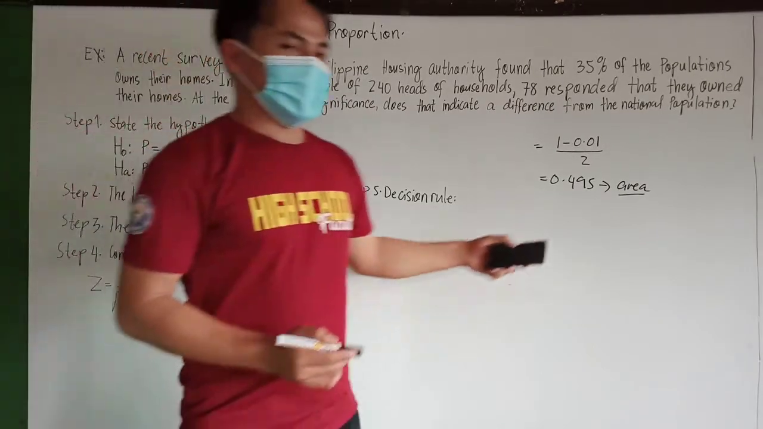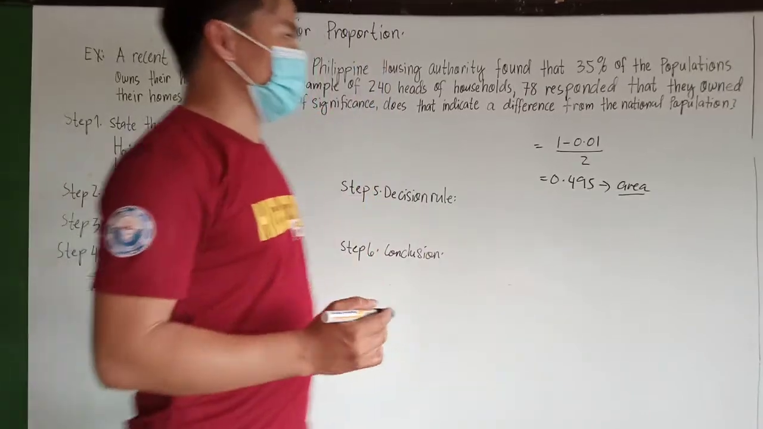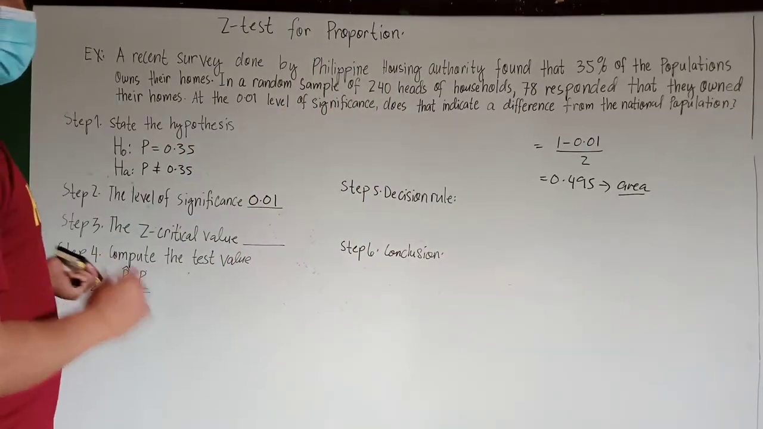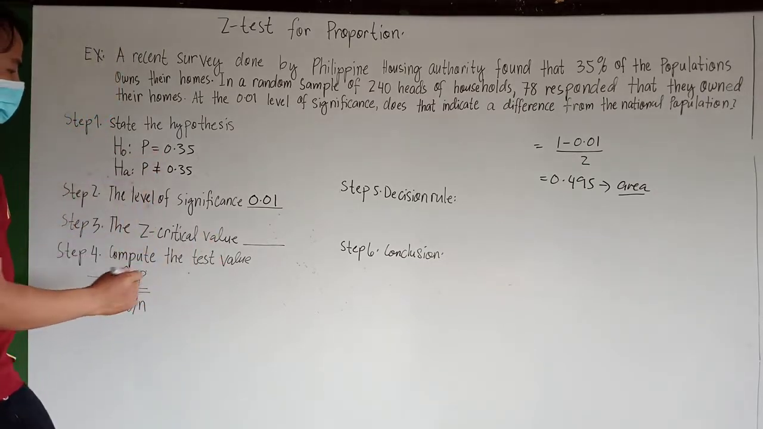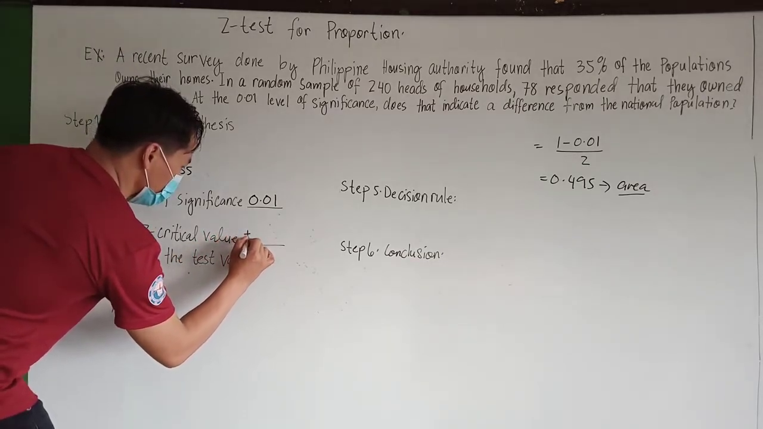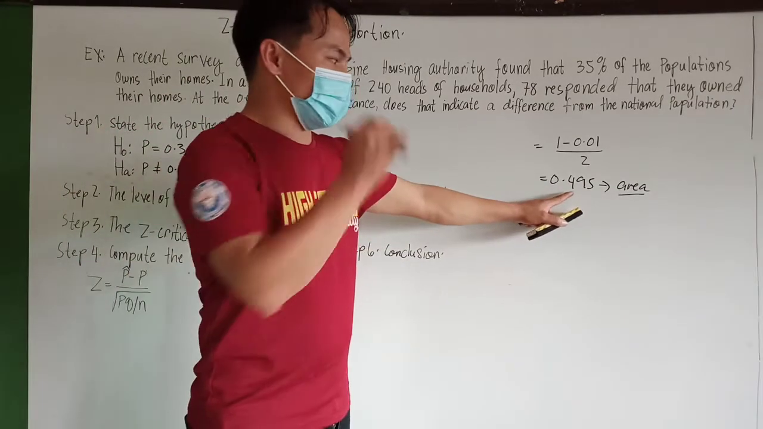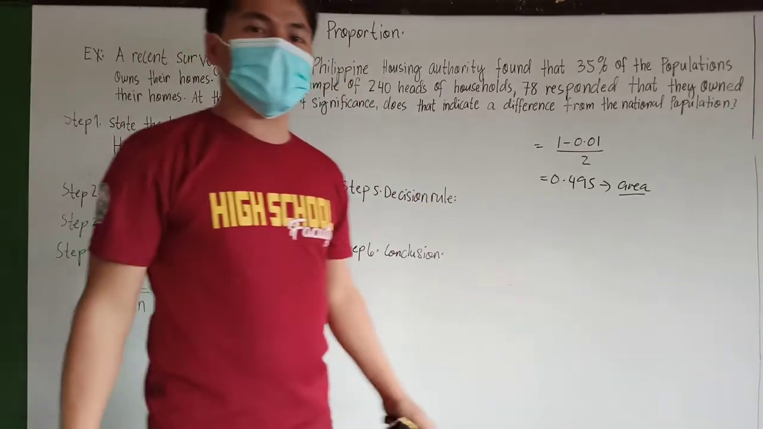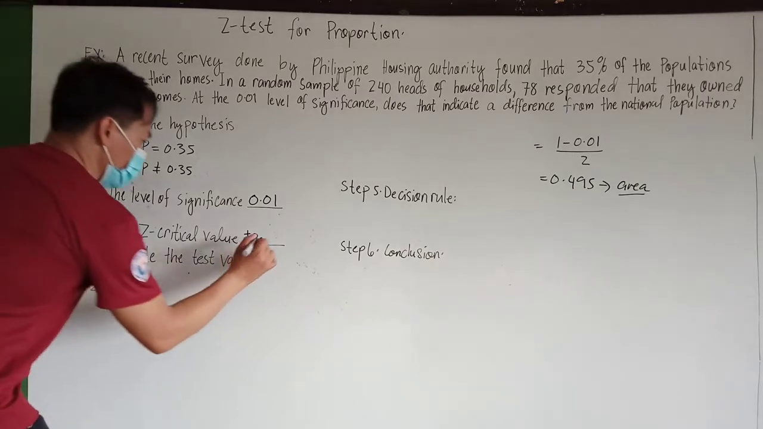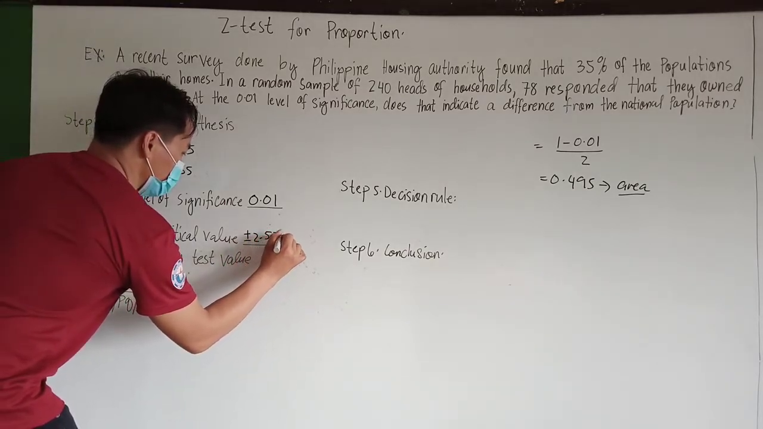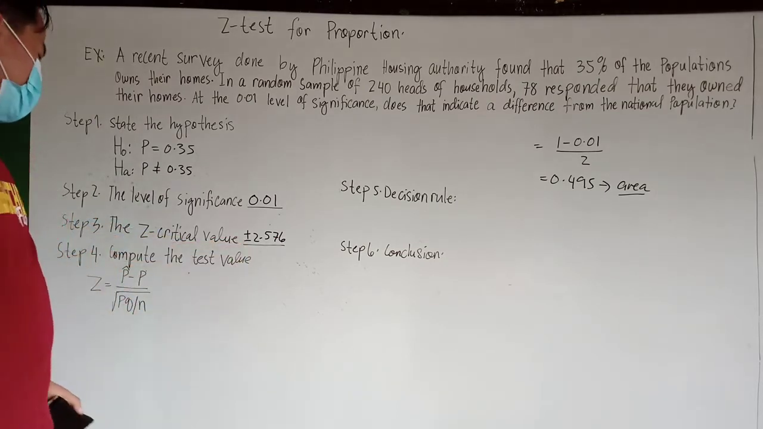By using the z-table, 0.495 has the z-value of 2 point. Remember, this one is two-tailed, so it is plus minus 2 point. If we have the area 0.495 in the z-table, this corresponds to a z-value of 2.576, plus minus here because it is two-tailed.